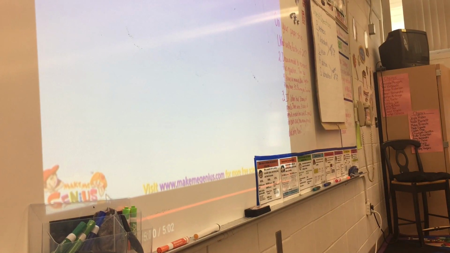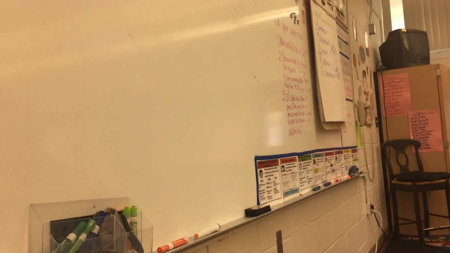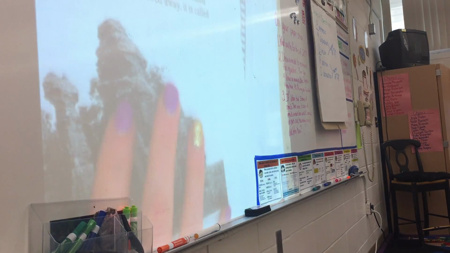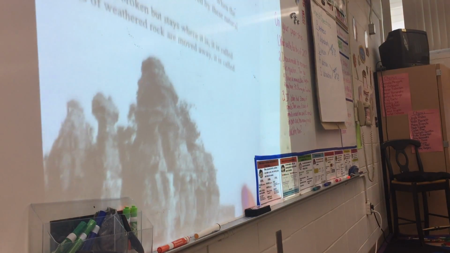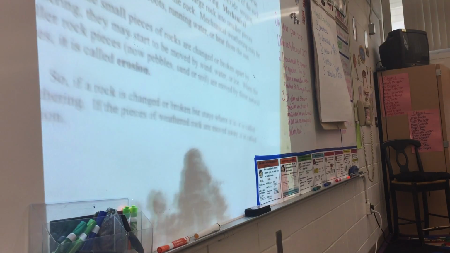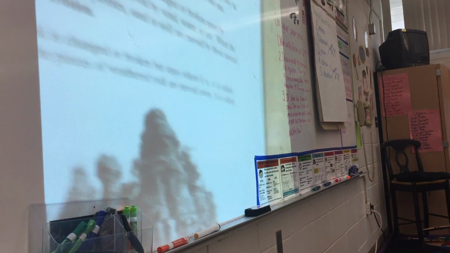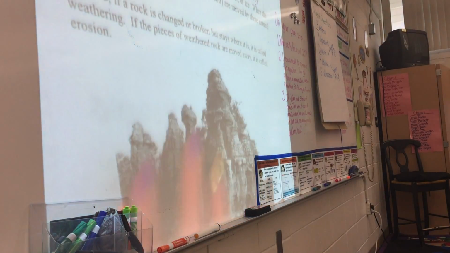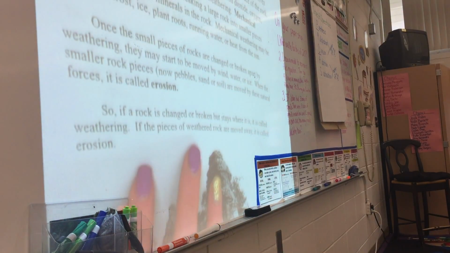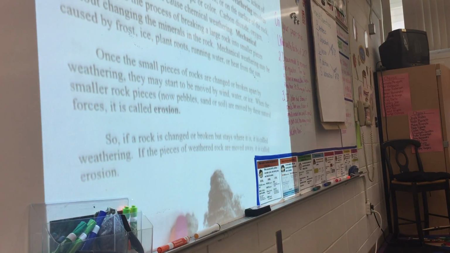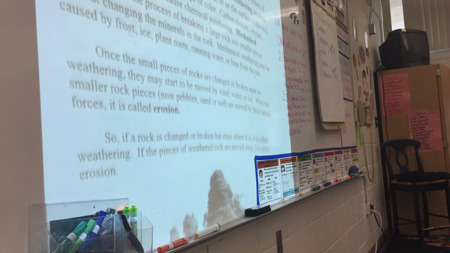Alright, sit back down. Short little break. That was fun, right? Everybody has one of these articles here. It has what is the difference between weathering and erosion. We're actually going to glue this into our science journal so we can keep this article. You guys can highlight, color, whatever you want to do. I think highlighting important facts. There are bold lettering words in the article, so you can highlight those bold words.